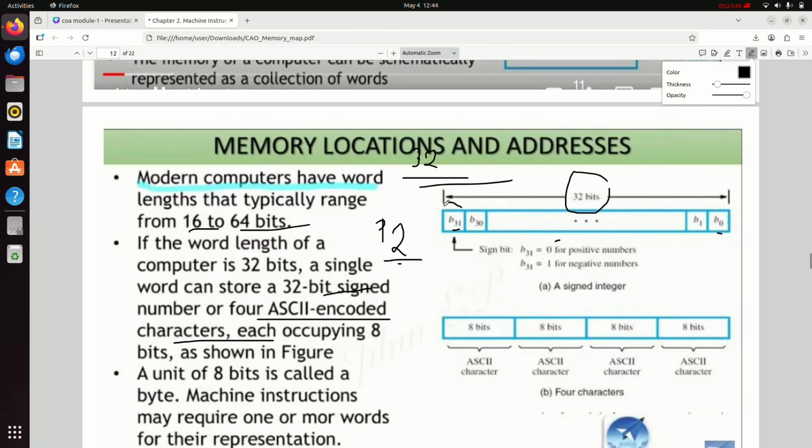And here the last bit represents whether it is a positive number or a negative number. If this last bit is 0, it is a positive number. And if the last bit is 1, it is a negative number. So the last bit represents whether it is a positive or a negative number. Understood? Fine.